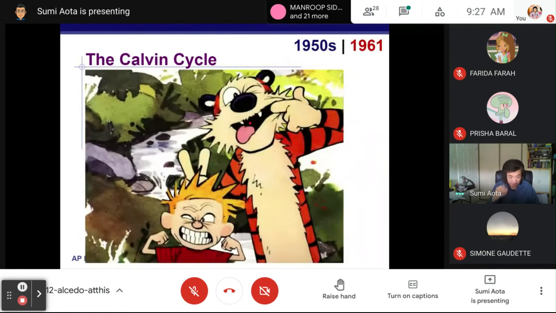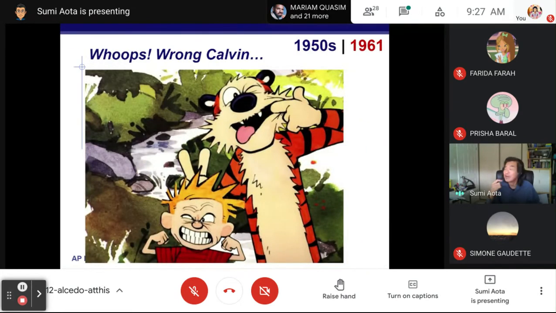So, Calvin cycle. Oops, wrong Calvin. I don't know if this joke still works because I don't know if you guys know Calvin and Hobbes or not anymore.